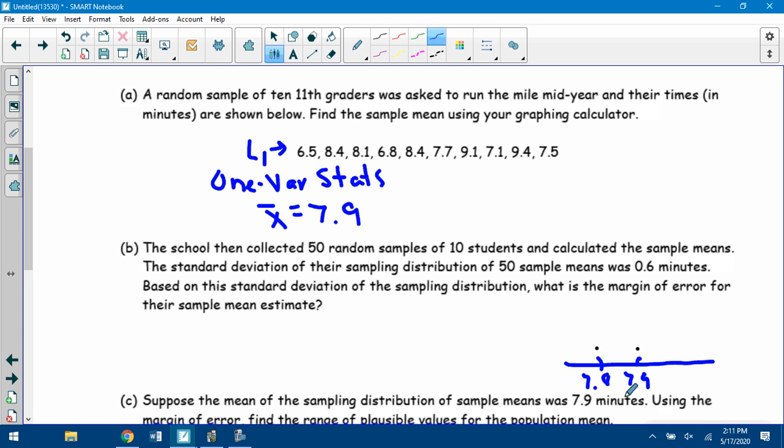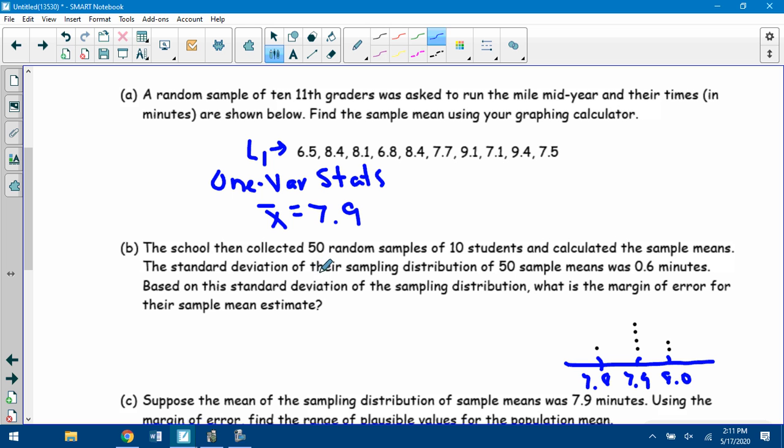Maybe the next time, they're 7.9 again. So I put another dot there. And then the next time, it's at 8.0. They're a little bit slower. So I put a dot there. And they're saying I'm doing this 50 times. So eventually there'll be a bunch of dots, different places. You get the idea, right? I'm making a sampling distribution.